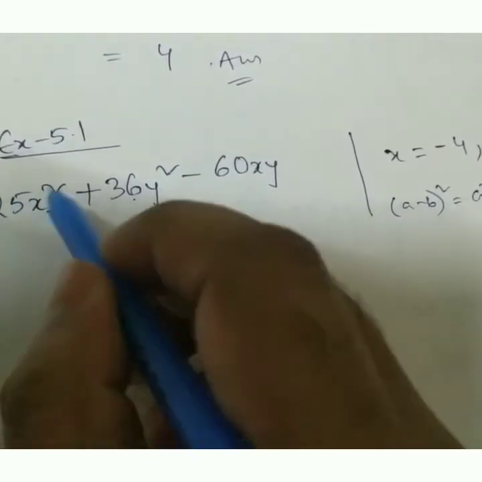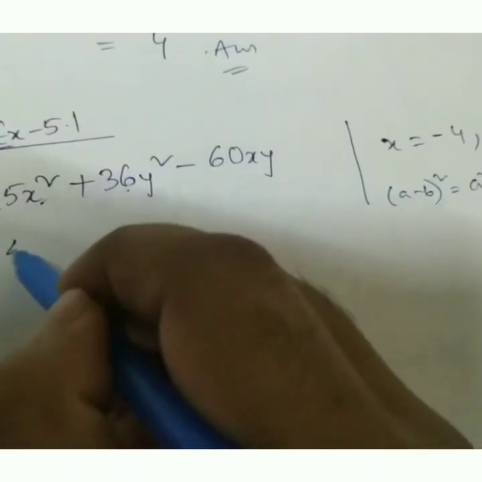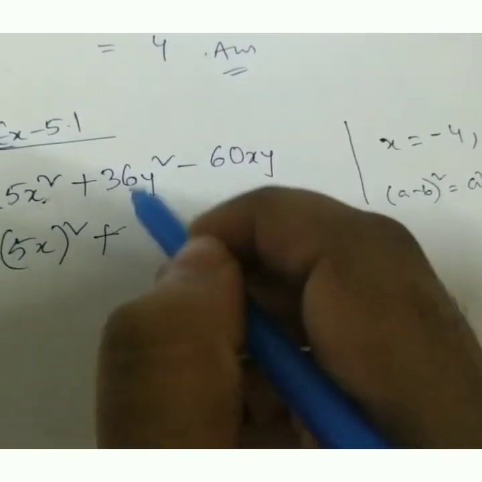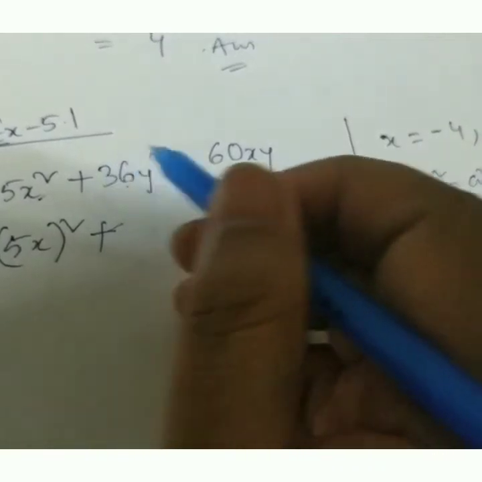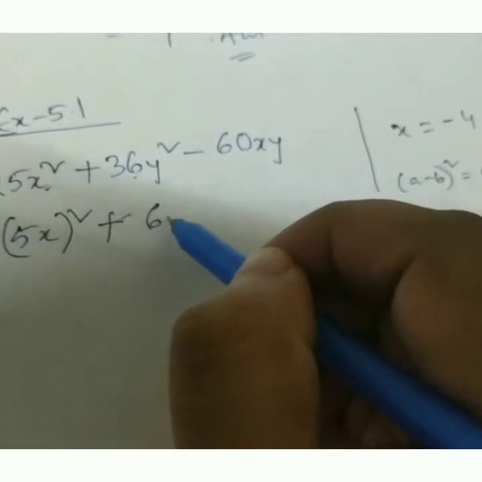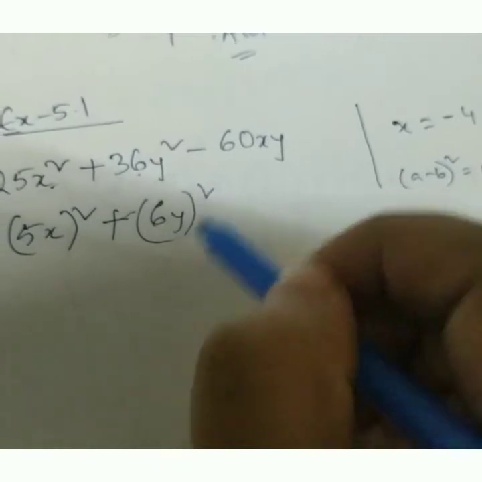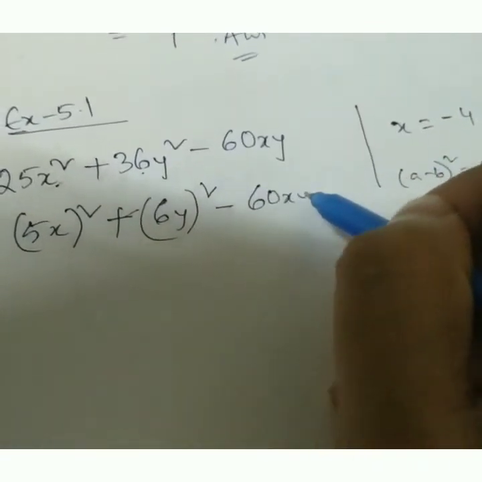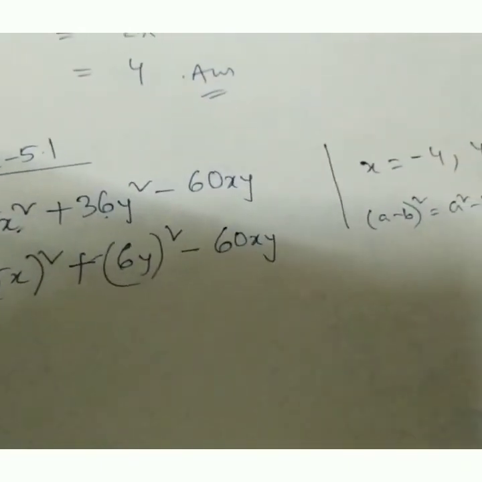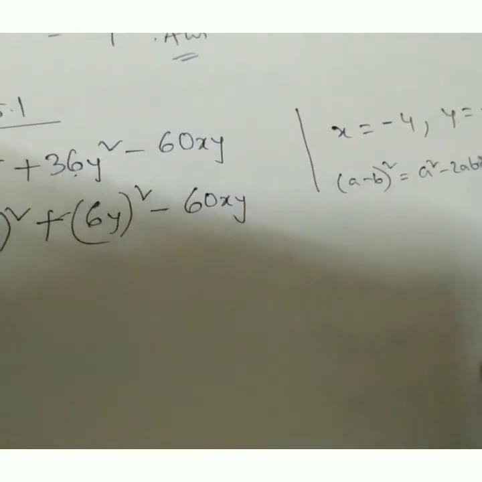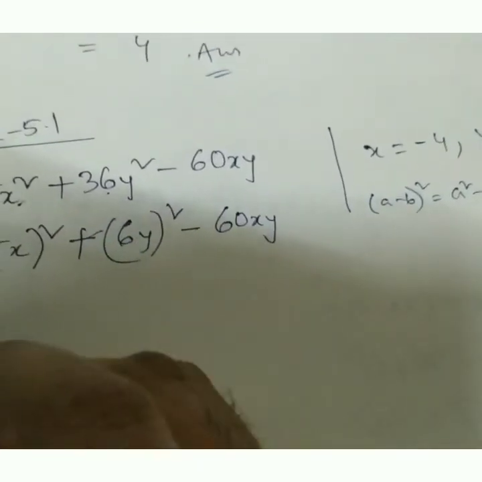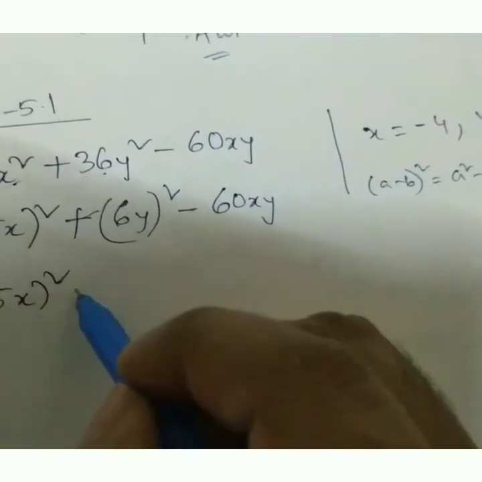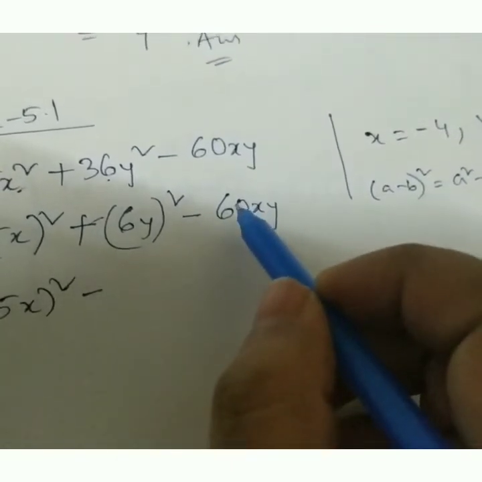So I need to convert this. Let's say 25 is the square of which number? 5, right? So we can write 5x whole square plus, what is this? 36 is the square of which number? 6. So we can write 6y whole square minus 60xy. Let's keep 60xy as it is. Now we need to bring this minus 2ab in between.